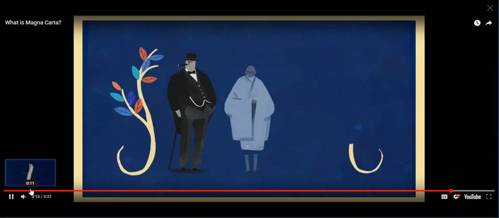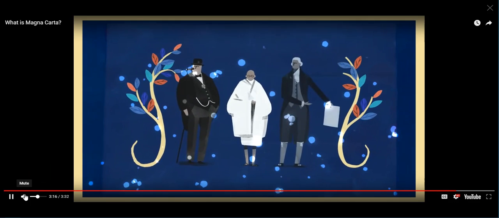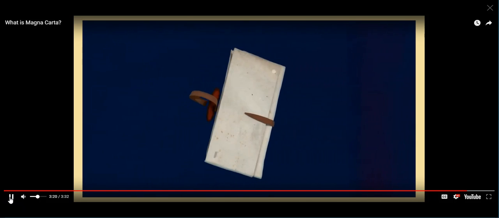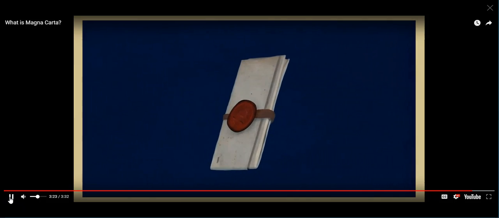What started out as a document of specific complaints from a group of barons has turned into an international symbol of liberty, without which we might not have the rights we value so much today.